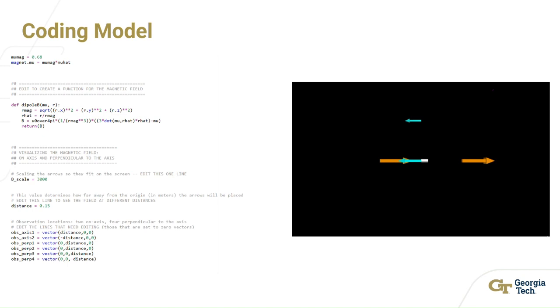Here we can see that we used our 0.68 value for mu mag. We then used the function dipole B, and with a scale of 3000 for the arrows and a distance of 0.15, we can see in the model on the right side what the vectors of the magnetic field look like.